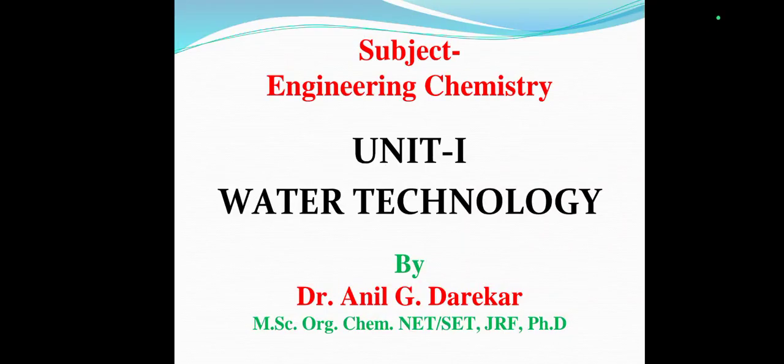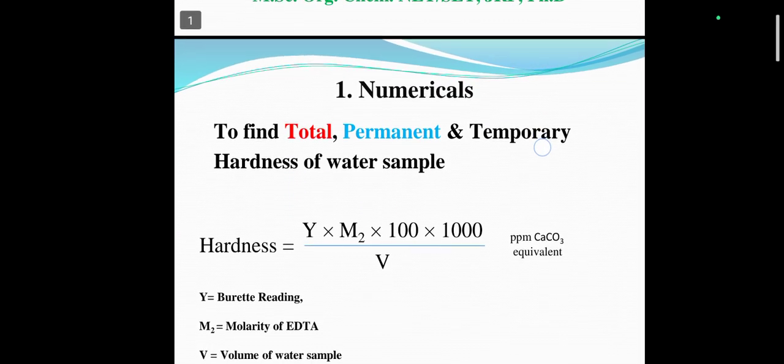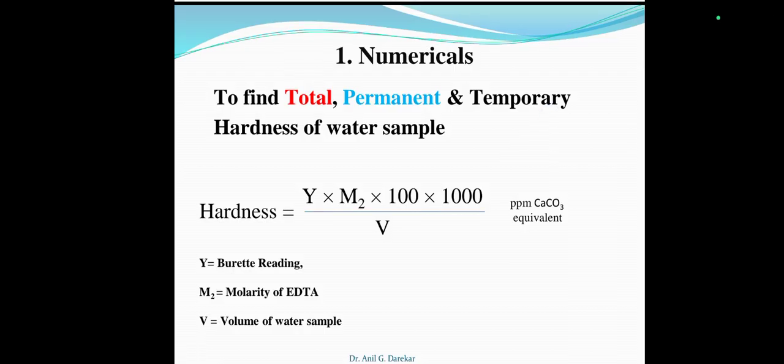We are going to discuss numericals of engineering chemistry, unit number 1, water technology. So here, the first type of numerical is to find total, permanent and temporary hardness of water sample.